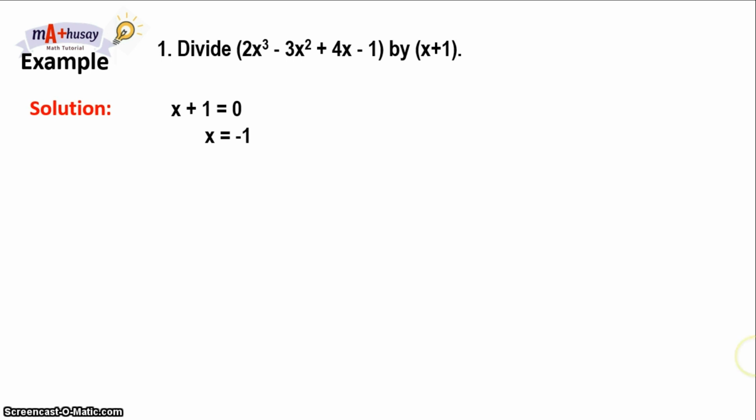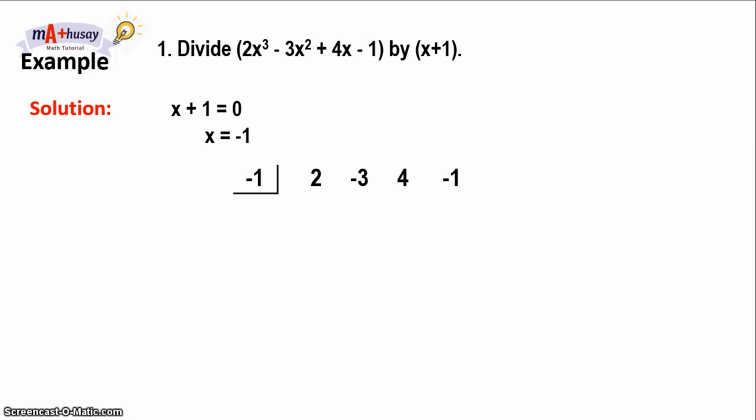Now, the second step is that we have to list down all the numerical coefficients of the dividend. In this case, as you can see, the dividend, which is 2x cubed minus 3x squared plus 4x minus 1, is already in standard form, right? And also, there's no missing term. So, we can start listing down the numerical coefficients. The numerical coefficient of 2x cubed is 2. The numerical coefficient of the term 3x squared is -3. The numerical coefficient of the linear term 4x is 4. And the last numerical coefficient is the constant -1, right?